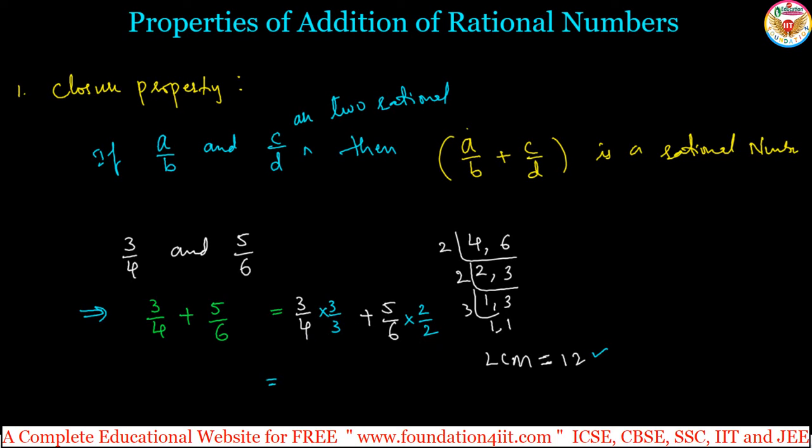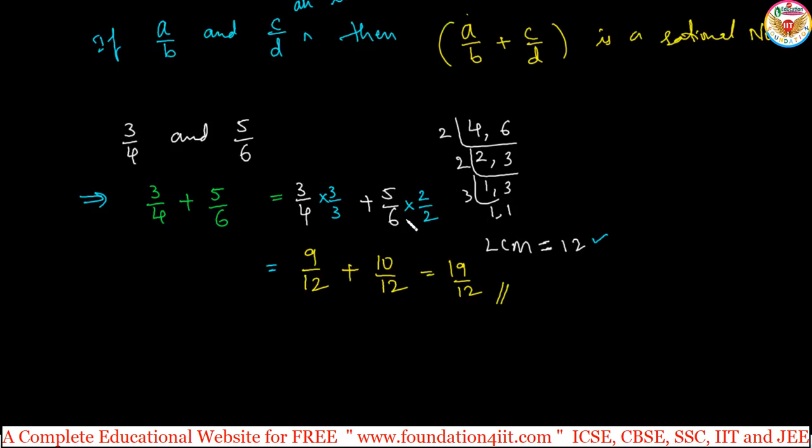Now just add by multiplying: 3 into 3 is 9 by 12 plus 5 twos are 10 by 12. 9 by 12 plus 10 by 12 is 19 by 12. When the denominators are the same, then you can just add the numerators: 9 plus 10 by 12, 19 by 12. So if you observe, this 19 by 12 is also a rational number. So by adding any two rational numbers, the result is also rational. That is called the closure property.